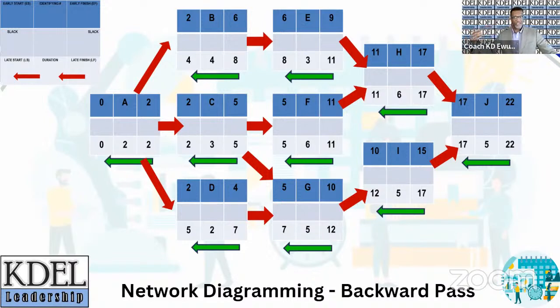Now we're going to transfer 17 weeks to the late finish boxes of activities H and I, and then perform the backward subtractions again. You obtain 17 take away 6, which equals 11 weeks for activity H, and 17 take away 5, which equals 12 weeks for activity I. Repeating the same process gives you all the late finish and late start dates for all the activities until you get back to activity A. Now, once you're done with this, we have all the information we need to calculate the slack of each activity.